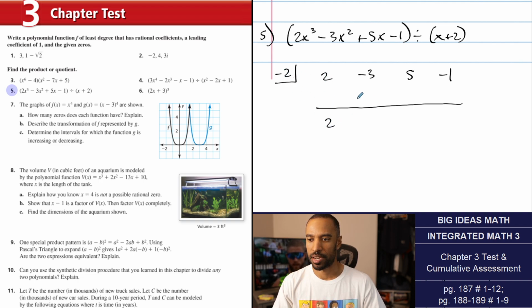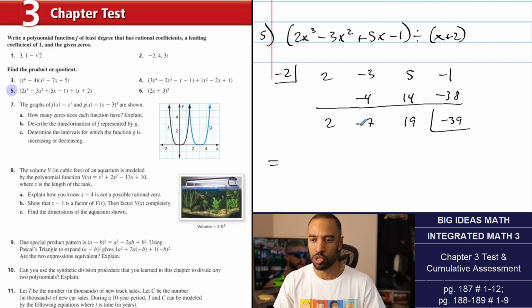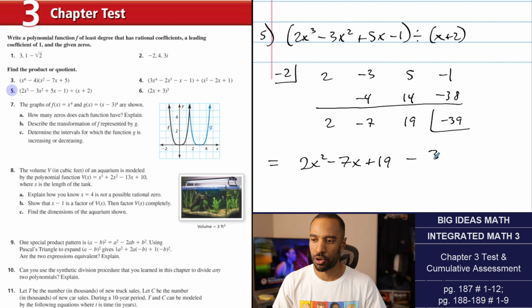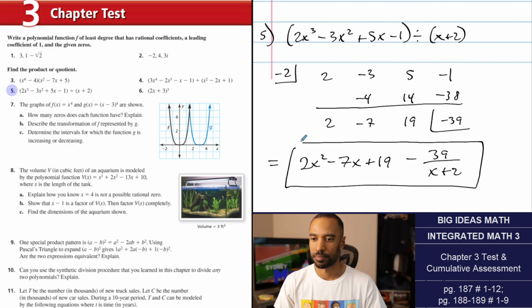Bring the 2 down, multiply by negative 2, we get negative 4. Add those, multiply by negative 2 here, add those, multiply by negative 2 here, and add those. This is the remainder. The quotient here is 2x squared minus 7x plus 19. That is not a 7. I was thinking of the 19. The remainder is 39, and we shall divide it by the x plus 2, the part that it could not divide by. I should qualify that as enough room.